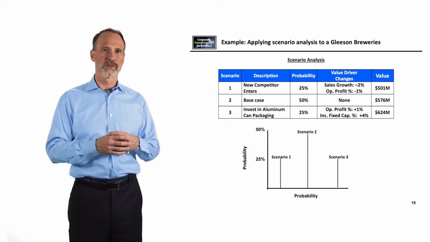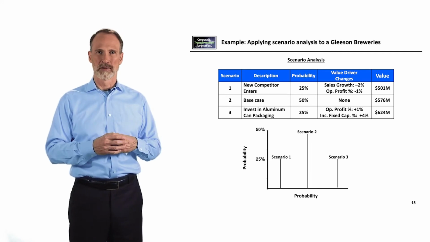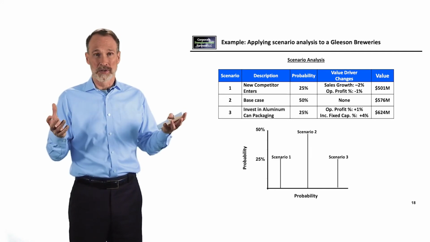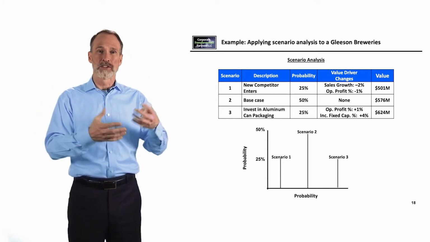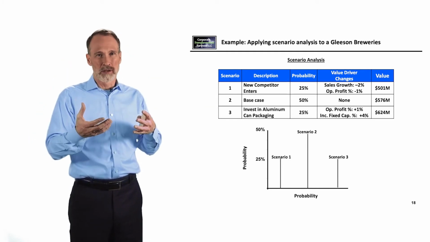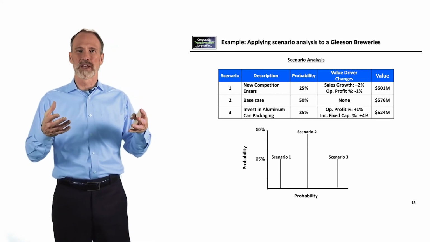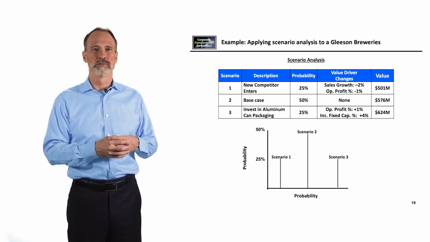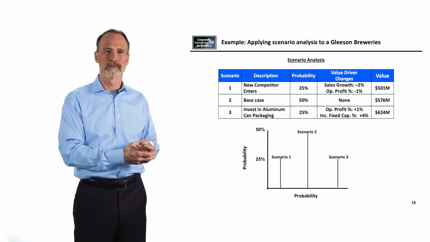Then, let's take another scenario, the scenario where a new competitor enters the industry. If that were to happen, that's bad news, right? You might expect that sales growth would go down, in this case by 2%, and we also might reduce our margins by 1%. And that has the impact of reducing our value to $500 or so million. And let's say there's a 25% probability of that.